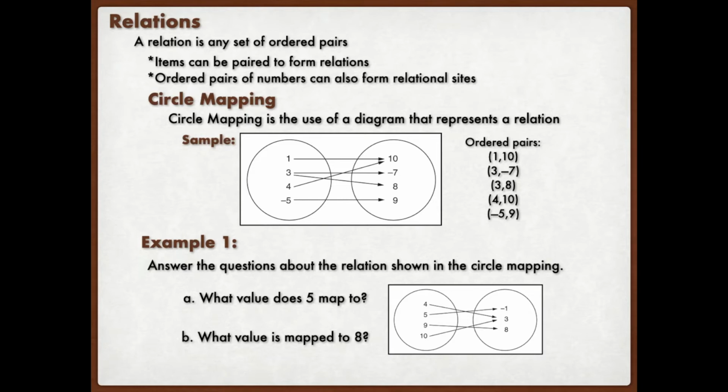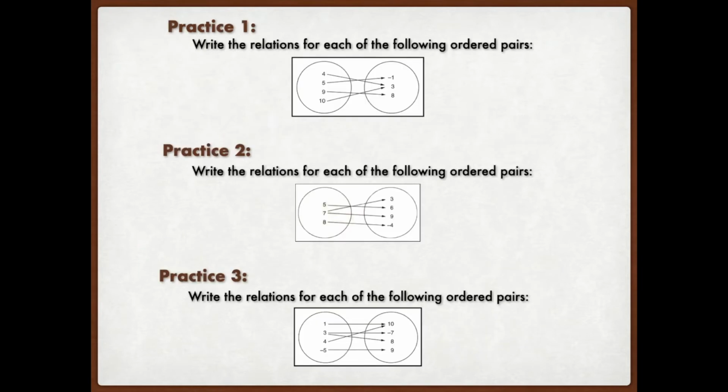Let's look at the example. You can see the circle map below. What value does 5 map to? And you can see 5 maps with -1. 8 maps from 9. Now, what I'd like you to do is go ahead and see if you can figure out all of these. Okay, let's go ahead and try to do practice 1, 2, and 3.